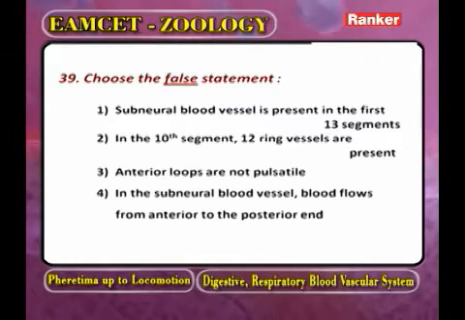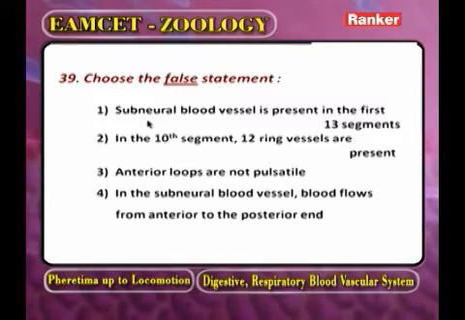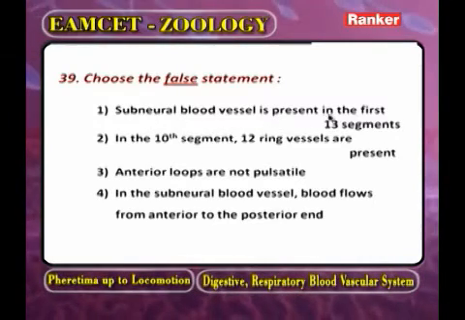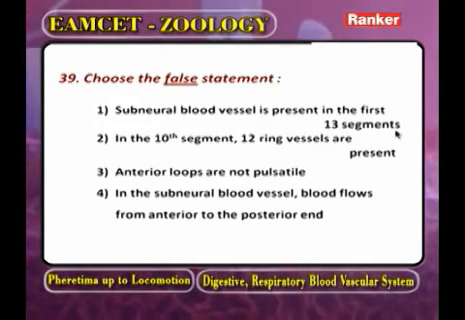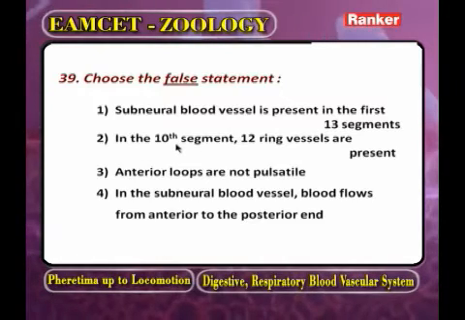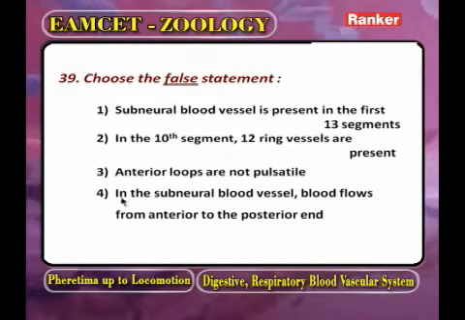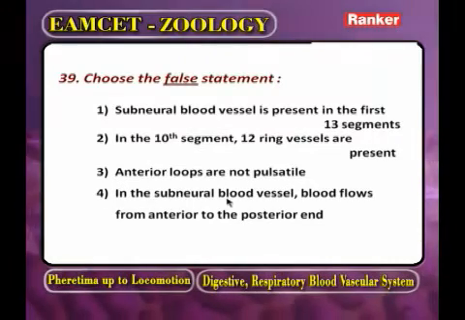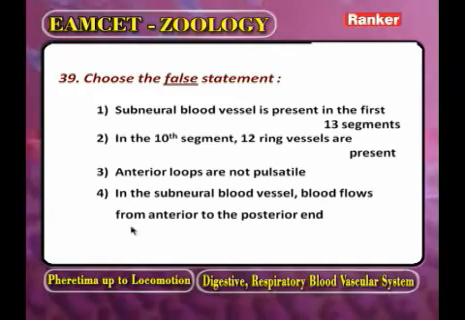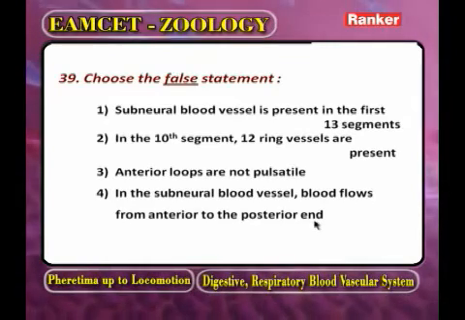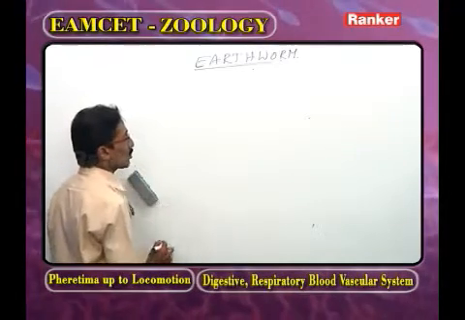Choose the false statement. The first one: subneural blood vessel is present in the first 13 segments. Second option: in the 10th segment, 12 ring vessels are present. Third: anterior loops are not pulsatile. Fourth option: in the subneural blood vessel, blood flows from anterior to posterior. Now, regarding this question, you have to observe.